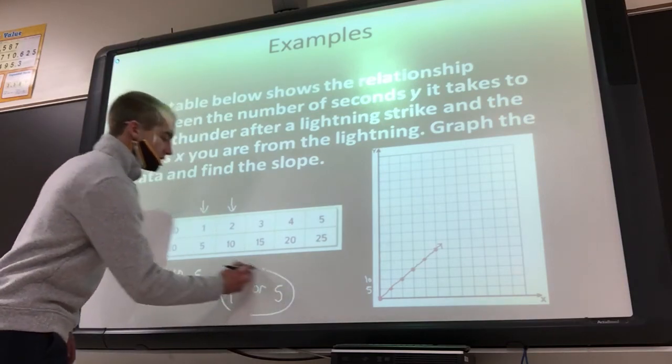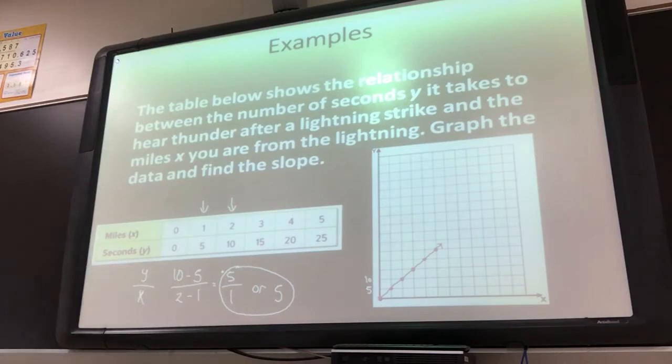And the slope is just a number, so you don't have to put units with it. You just put 5 for 5 over 1.